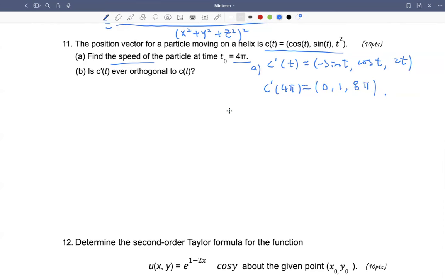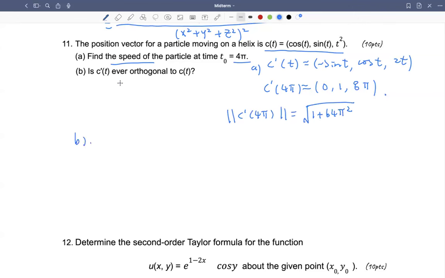Now find the speed. Speed is the magnitude of this vector, which is the square root of 0 squared is 0, 1 squared is 1, plus 8 pi squared, 8 times 8 is 64 pi squared. That's it. Keep as it is. So that's it, that's for A.